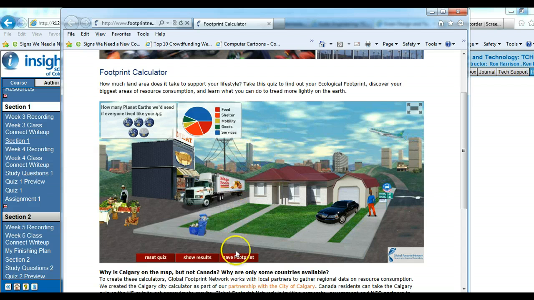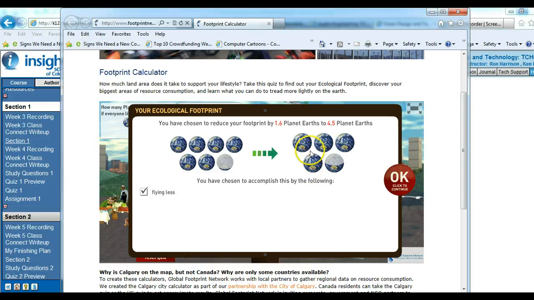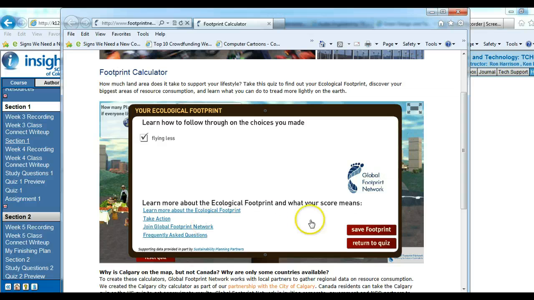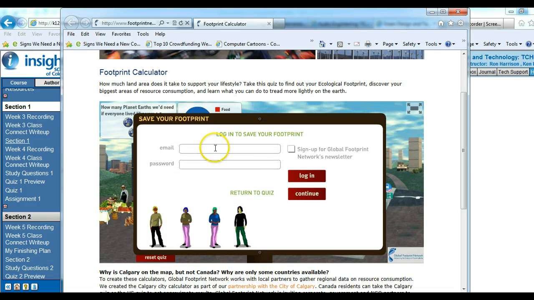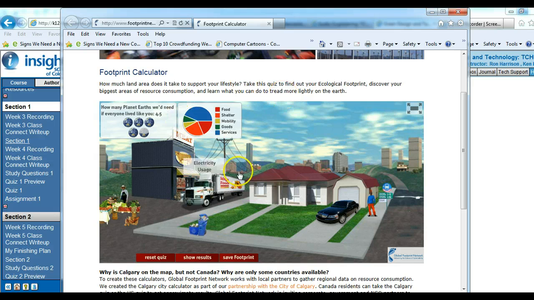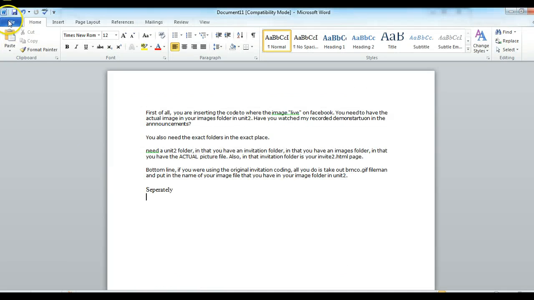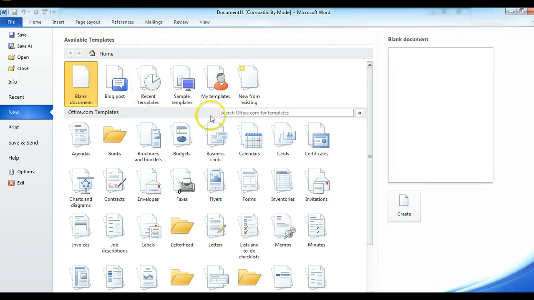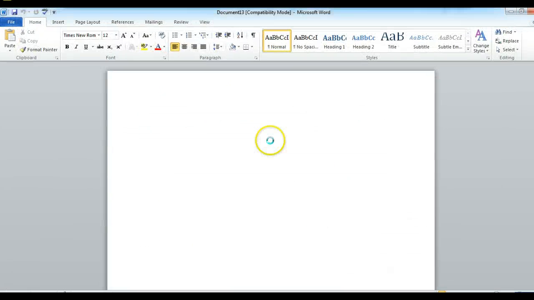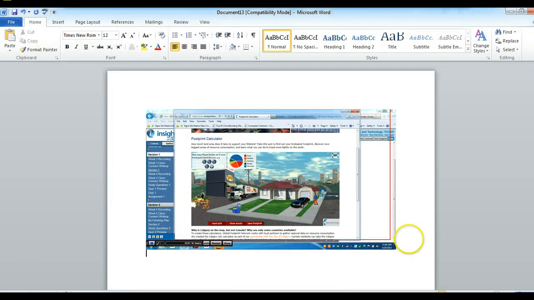What you can do on this, I'm just going to show my results again so you can see how I can change because I flew less. I could save it. If I save it, then I would have to sign up for this. I don't want to save it. I'm going to go ahead and return to the quiz. So I'm right here. But since I have this, I can do Control Print Screen, and I can open up a blank Word document, and then paste it in there. Now I have this, and I can look at my results.